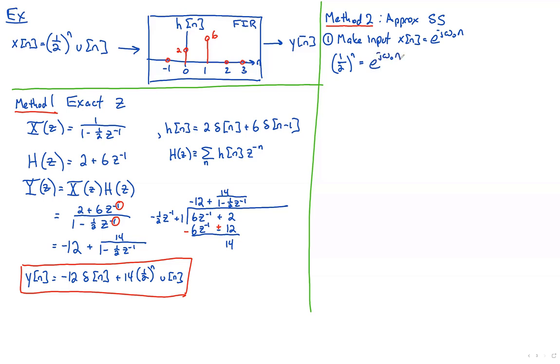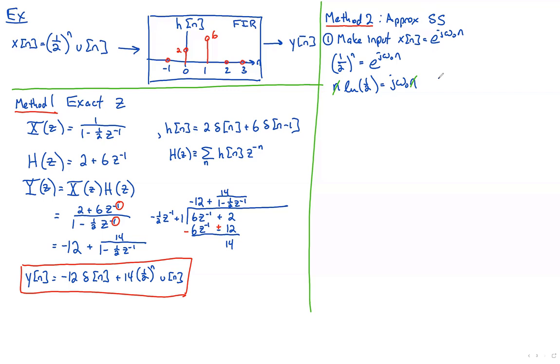So we can take the ln of both sides. And when we do that, we get n ln of 1/2. And the ln of e raised to the something, the ln undoes the e. And so we get just this. N appears on both sides. So we can divide through by n.